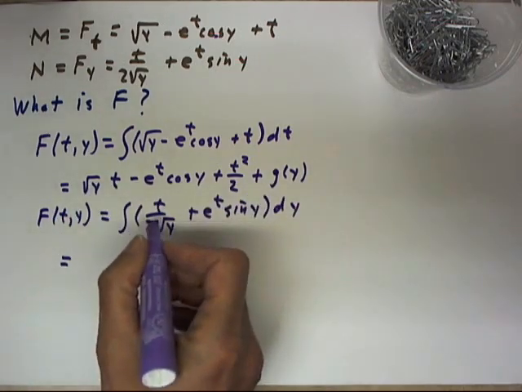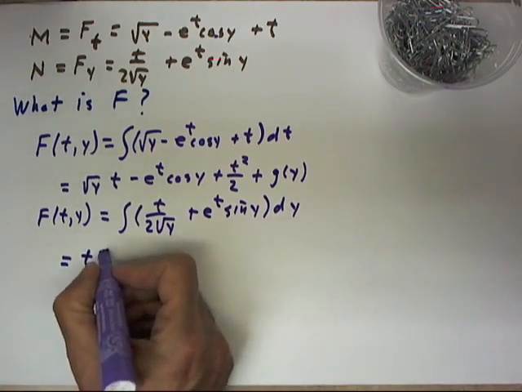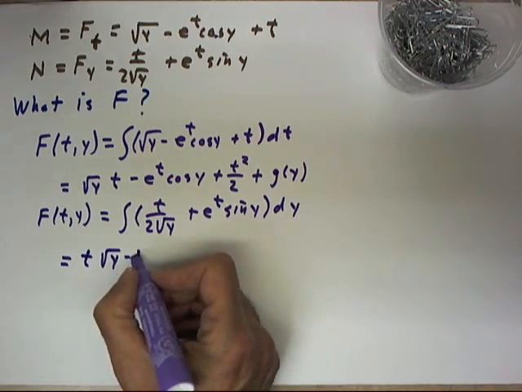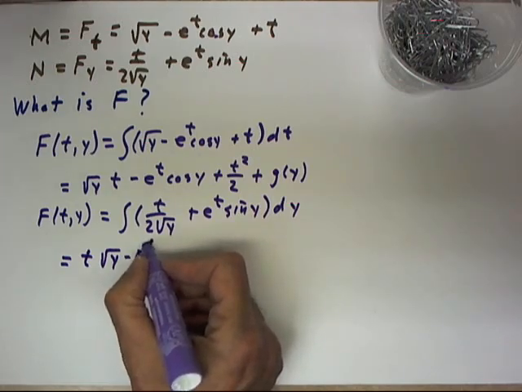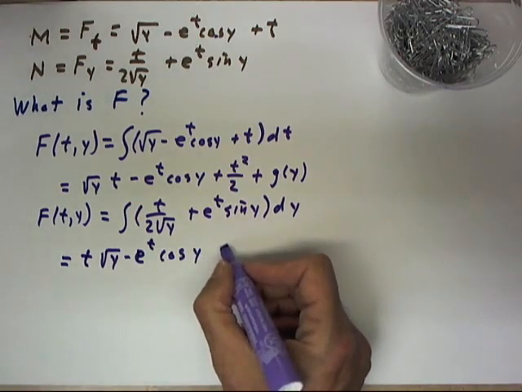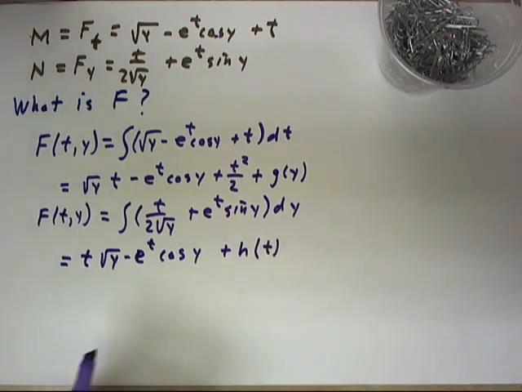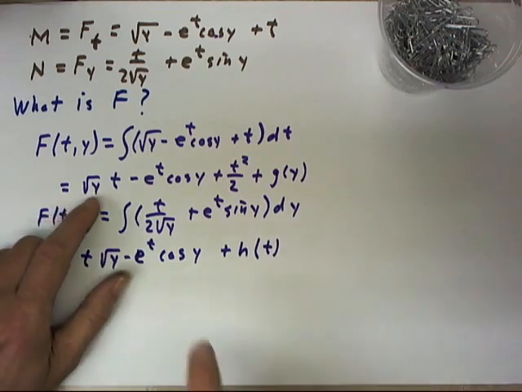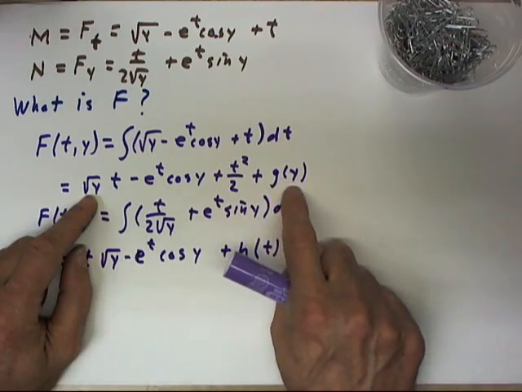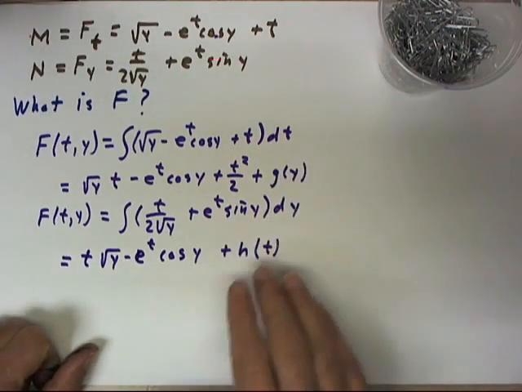Integrating what we have here, treating t as a constant and y as our variable of integration, is t square root of y minus, doggone it, e to the t cosine y. And then our integration constant is going to be some function which we'll call h of t. Once more, the derivative of this with respect to t, g of y doesn't have any t in it, so it goes away, and we have the derivative of this, which is going to equal this.